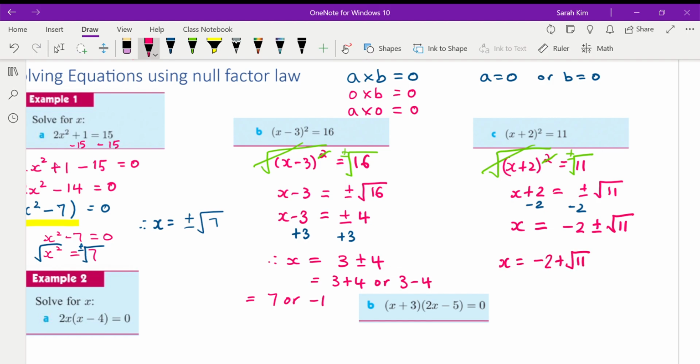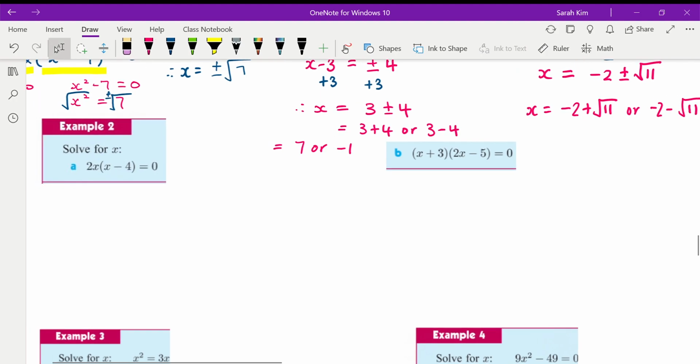So if you want to find your decimal answer, you'd put them separately in the calculator. You can't put plus or minus in the calculator. You just got to calculate them one at a time. And that will give you a decimal answer if you put it in the calculator. All right, let's have a look at these ones.